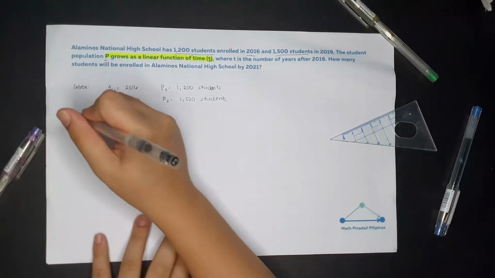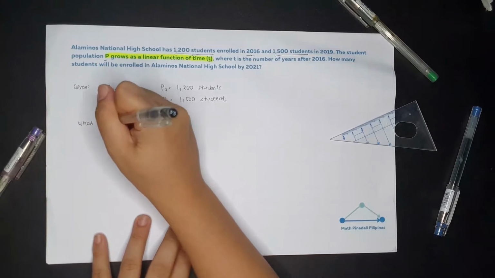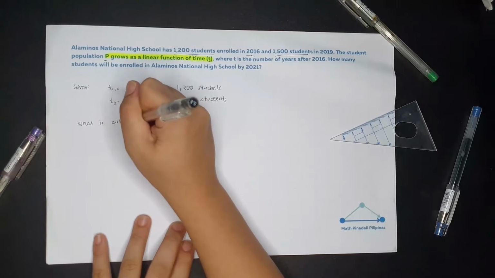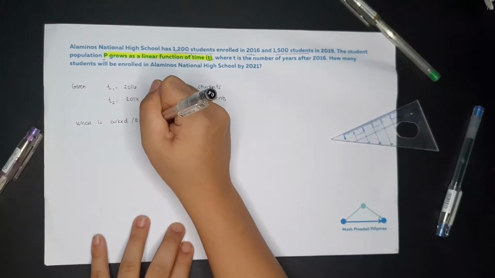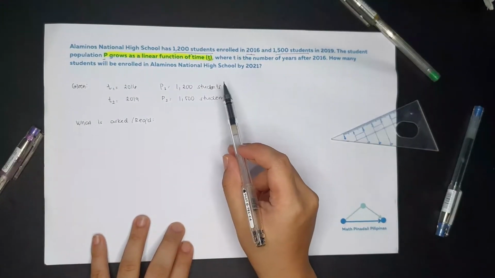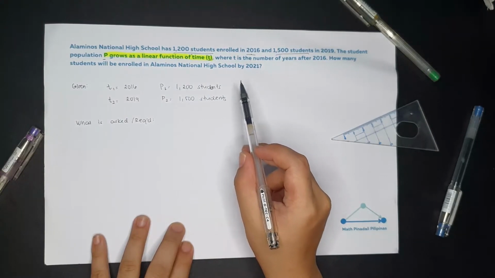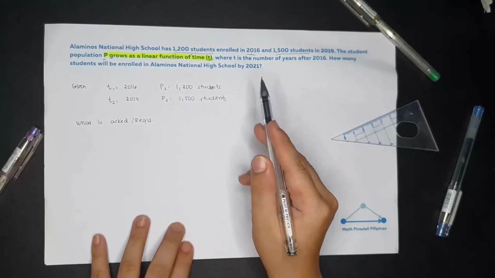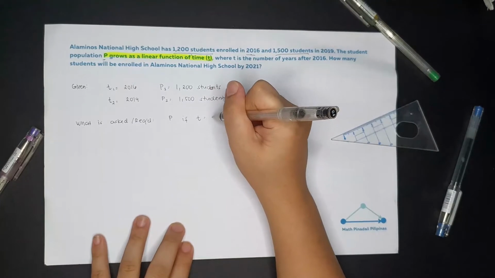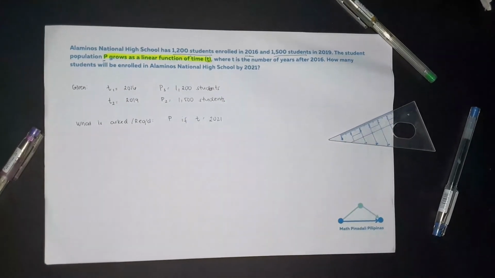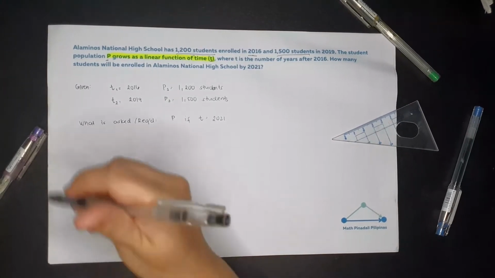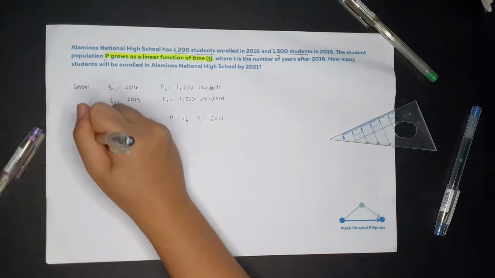Now, what is asked or required? What is required is: how many students will be enrolled in Alaminos National High School by 2021? So, how many students? That will be P, if T is equal to 2021. How many students does Alaminos National High School have by year 2021? So, let's solve that. Solution.